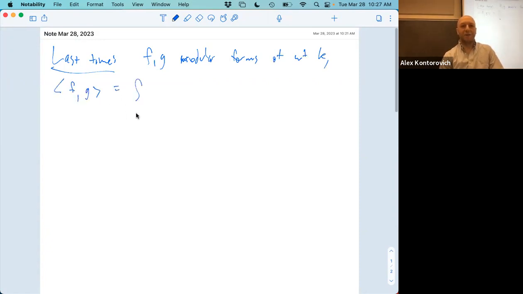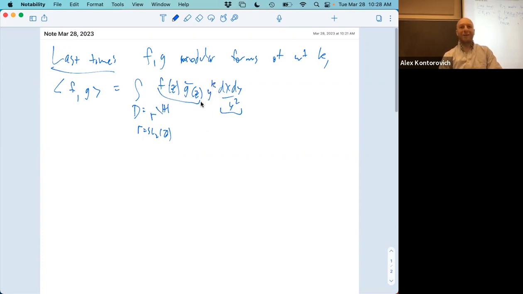If I just say you integrate over a fundamental domain, our nice fundamental domain D for SL2Z, the upper half plane mod SL2Z, of F of Z times G bar of Z times dx dy over y squared. So this is an invariant measure. I want to be able to integrate over the quotient, but this thing is not invariant. I have to say how to make it invariant. And the way to make it invariant is to multiply each of them by y to the k over 2, and one with a conjugate.